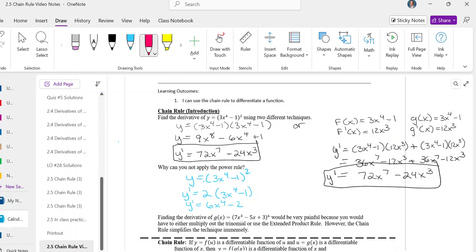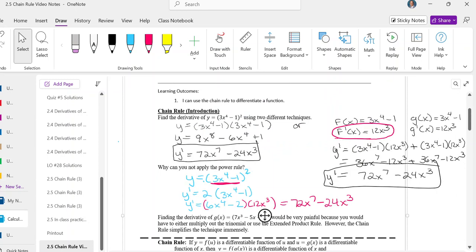Well, the reason the power rule doesn't work, and why these other methods, especially the product rule, work, is that you factor in the derivative of the function that's inside the square. The derivative of the inside of the square is 12x^3. So if we multiply by that 12x^3 and distribute, now we get our answer of 72x^7 minus 24x^3. And that is where the chain rule comes in.